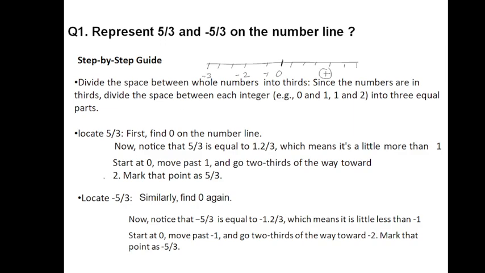Okay, look at 5 by 3. First, find the 0 on the number line. Yes, this is 0 on the number line. Now notice that 5 by 3 is equal to 1 and 2 by 3. Three times 1 is 3, plus 2 is 5 by 3. And we also write 5 by 3 as 1 and 2 by 3.